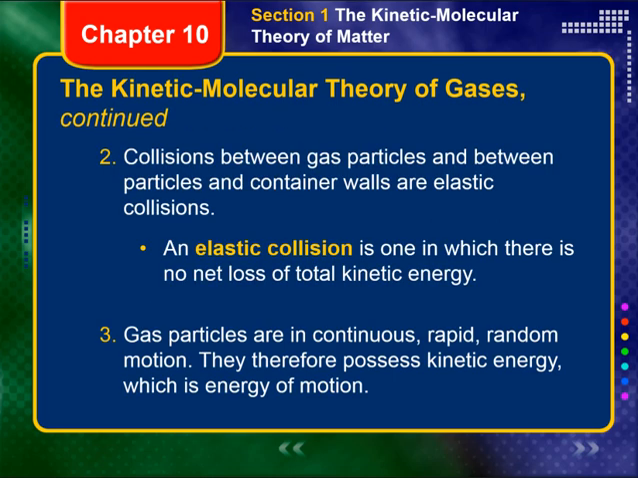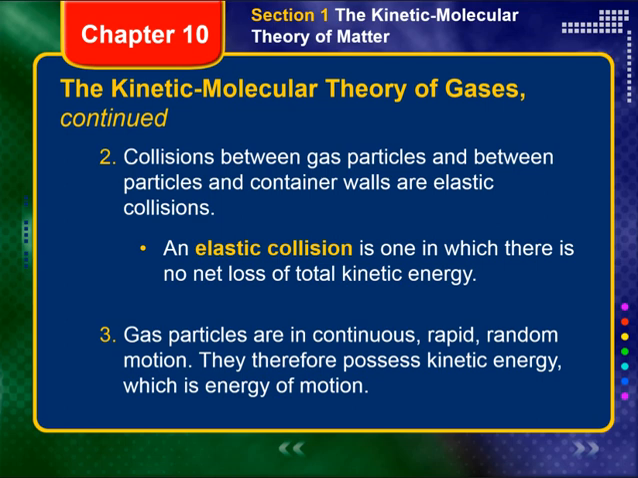Number 2, collisions. Because these particles are in constant motion, obviously eventually they're going to come in contact with one another. They're going to hit each other. They're going to hit the container walls. And so collisions between gas particles and between particles and the container walls are elastic collisions. An elastic collision is one in which there is no net loss of kinetic energy. Even if the kinetic energy of one gas particle is transferred to the other particle, because we're talking about the net system, all of that kinetic energy was successfully transferred to this second particle. So net, there is no loss of kinetic energy.